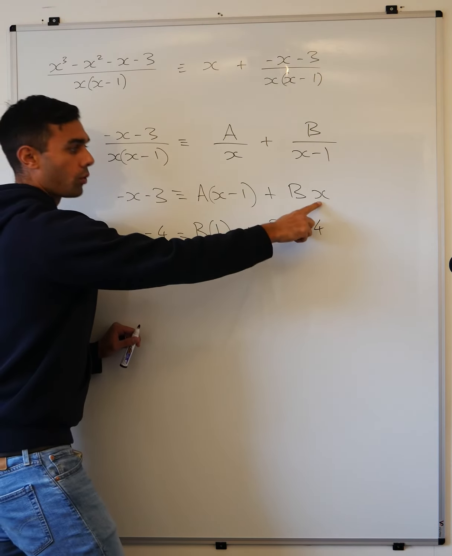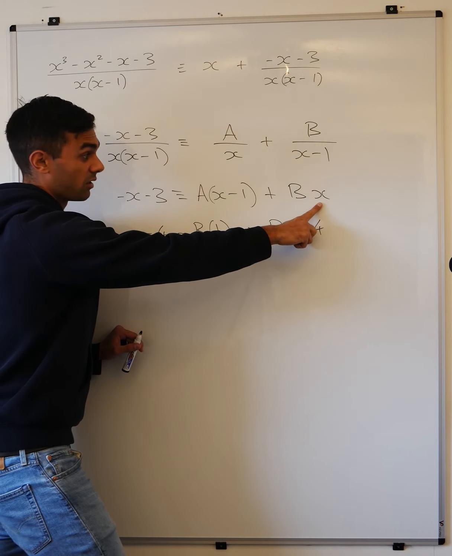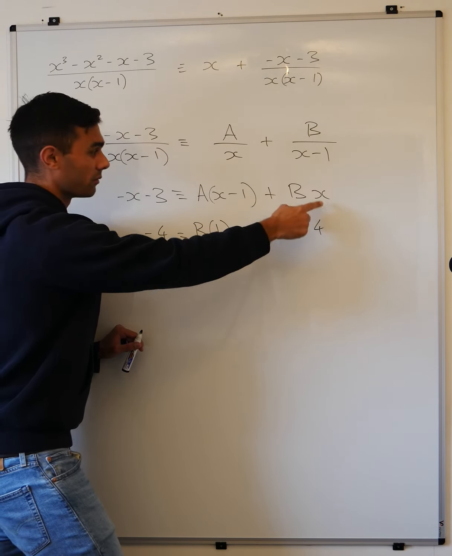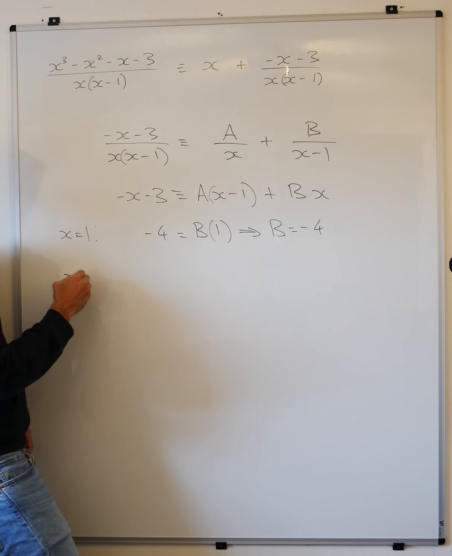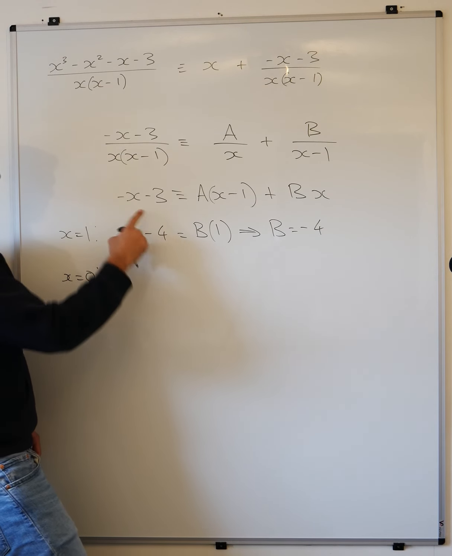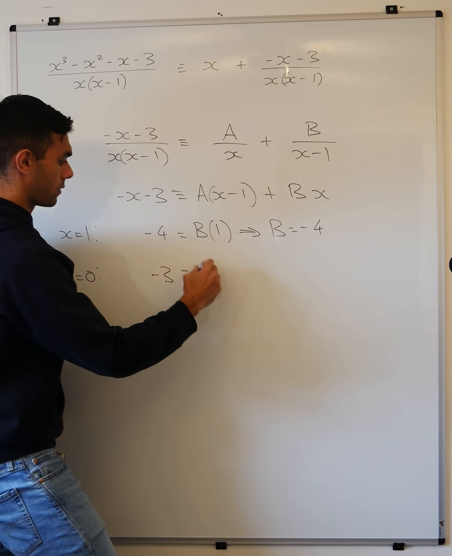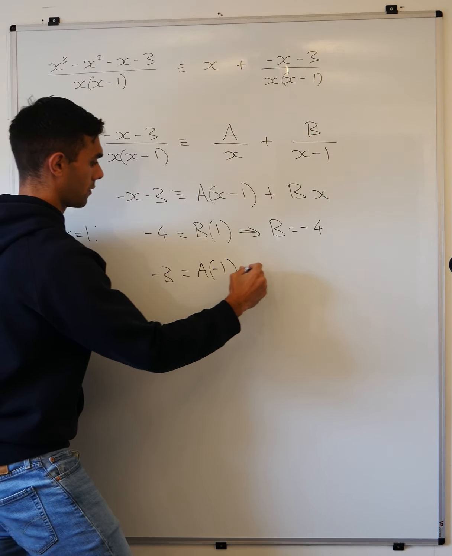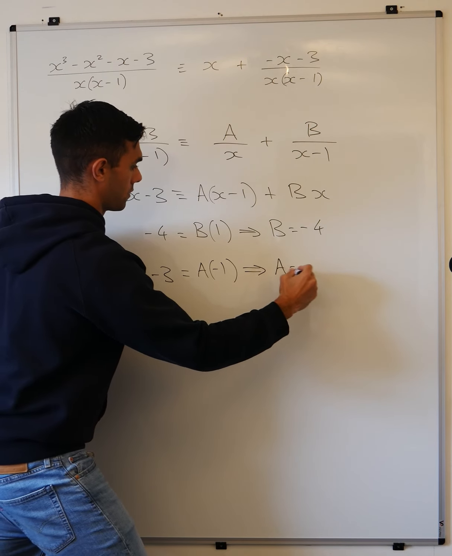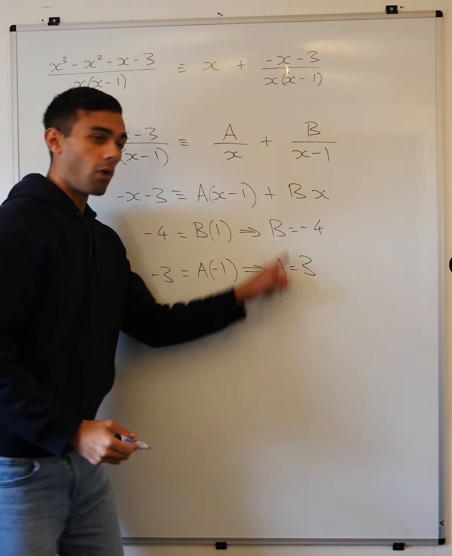Okay, and then what do we put in here to make this 0? You just make x equal to 0. Okay, so minus 3. We've worked out a and b.